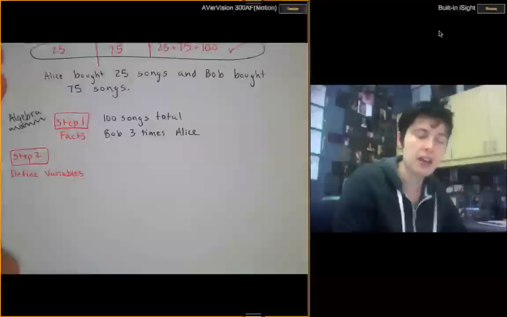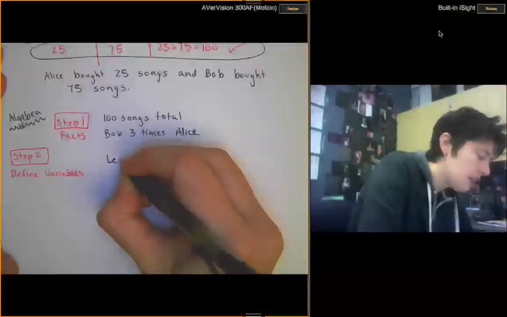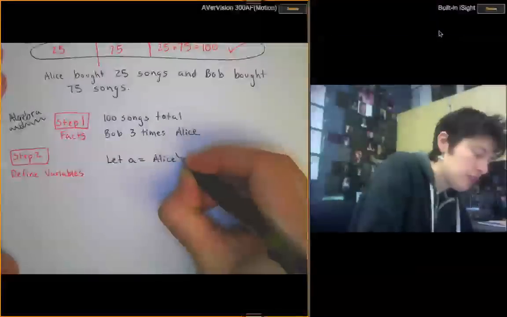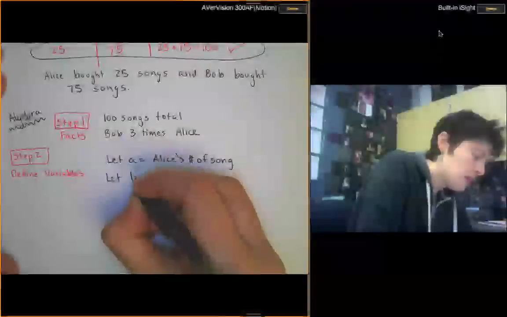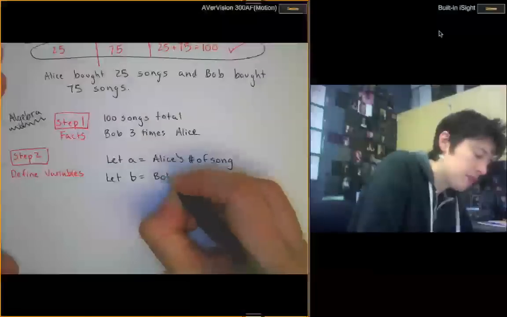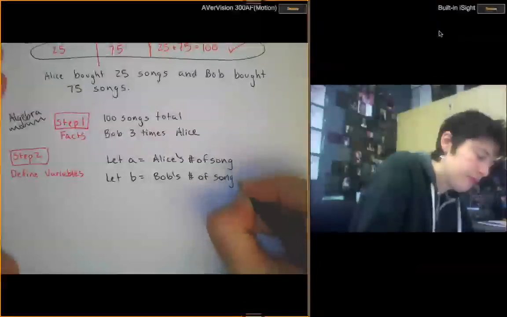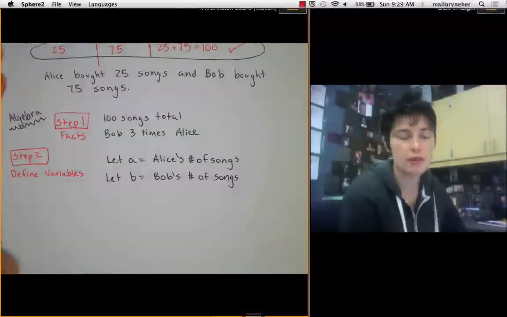Those were our guesses. So when I go to define my variables, I'm thinking, let's use something easy like A for Alice and B for Bob. But we need to write that down. We need to say let A equal Alice's number of songs. Let B equal Bob's number of songs. Because that's what we were guessing for. Let A equal Alice's number of songs. Let B equal Bob's number of songs.